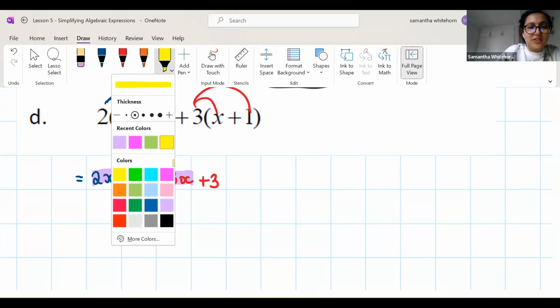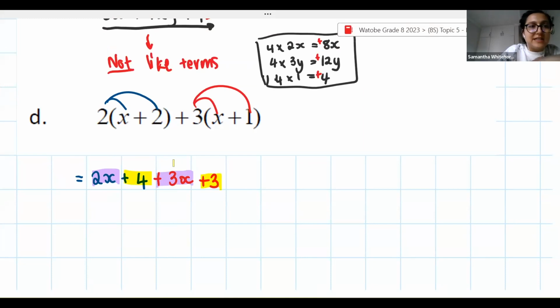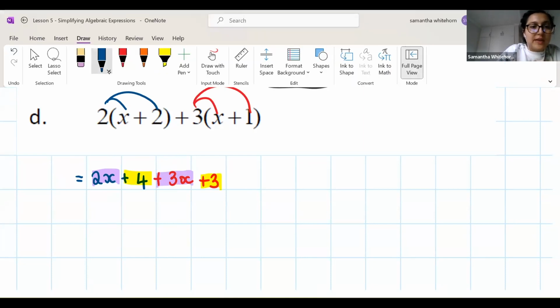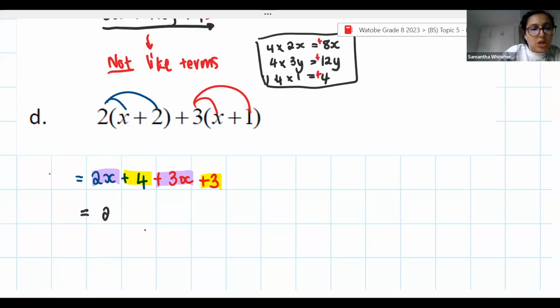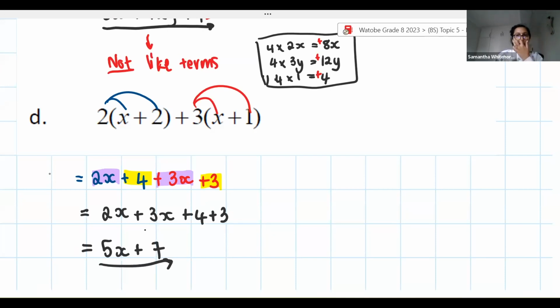Excellent. So guys, very important there. Aluta has identified those like terms. We need to do that. So once we've got our like terms, we know that 2x can be added with 3x, and the positive 4 can be added with 3. And so in adding my like terms, I'm getting 5x plus 7. And again, you need to add your like terms, otherwise you have not fully simplified.